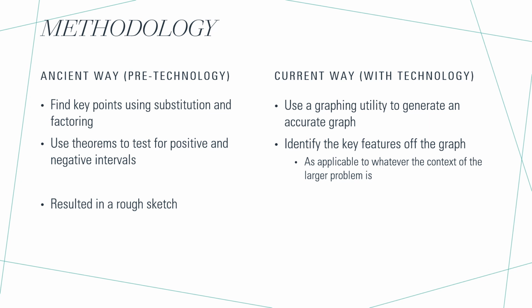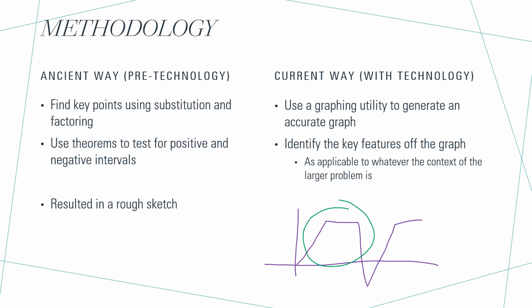So you identify the key features off of the graph as applicable to whatever context the larger problem is. And so where something is increasing or decreasing or positive or negative depends on the bigger problem. If you think about a problem that involves money, above the x-axis would mean that you have money, below the x-axis would mean that you are in debt.